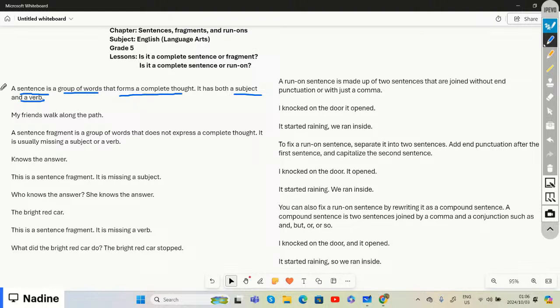If we look at this example, which says, "My friends walk along the path." That sentence has a subject, which is my friends, or friends, as well as a verb, which is walk, or we can say walk along the path.